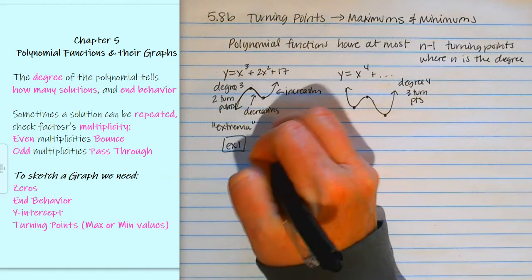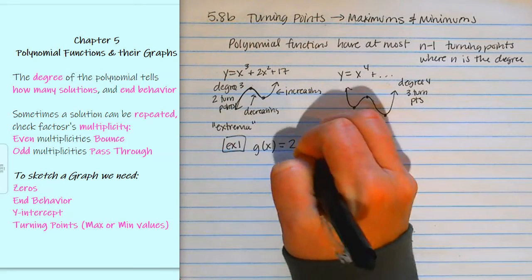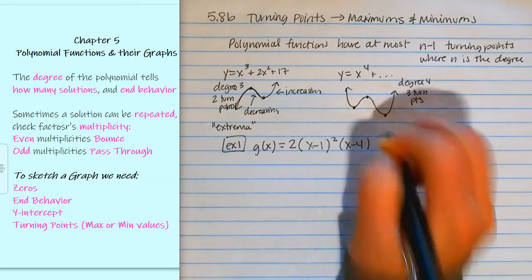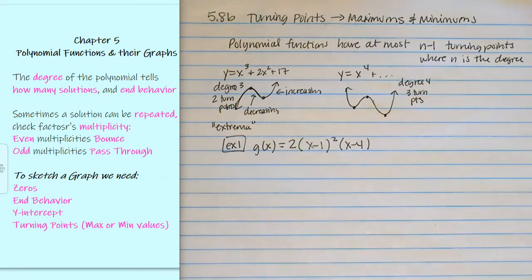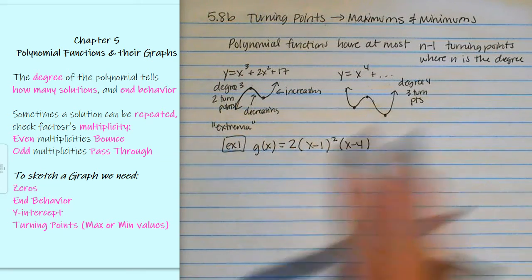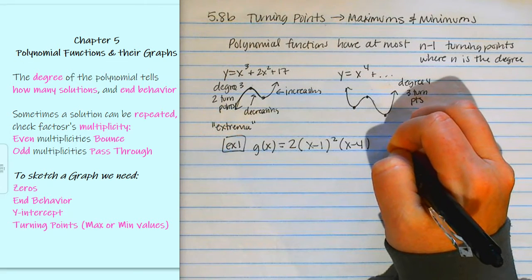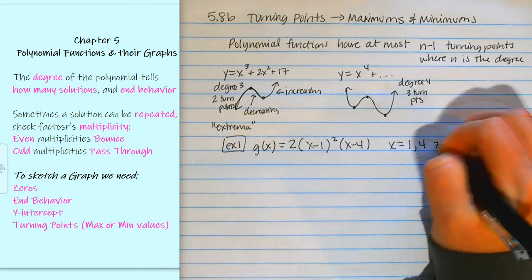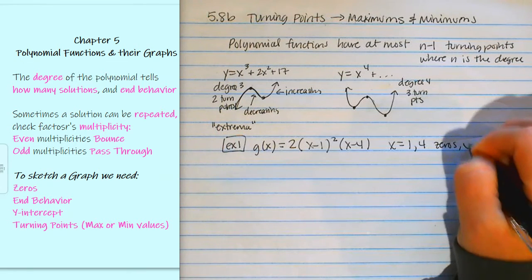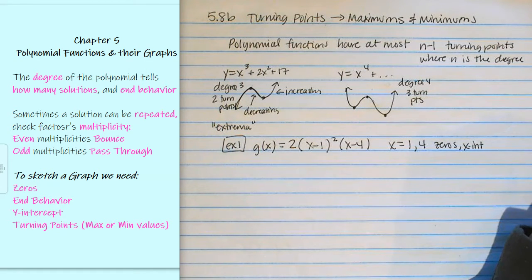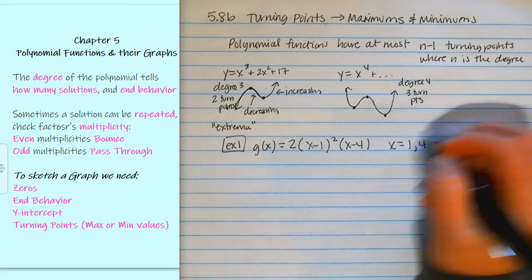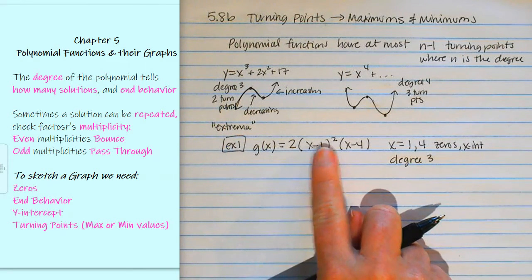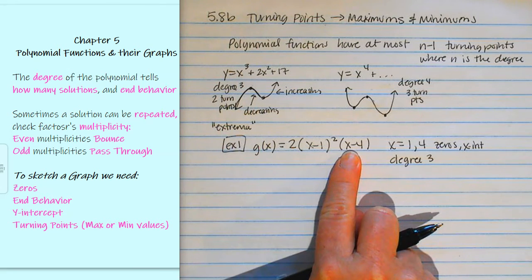It's going to be g of x equals 2 times (x minus 1) squared times (x minus 4). And we learned in our last lesson that we have 2 zeros. We have zeros of positive 1 and positive 4. These are also x-intercepts or solutions, whatever you'd like to call them. They all mean the same thing. This has a degree of 3 because this is squared, so x squared times x is x cubed.